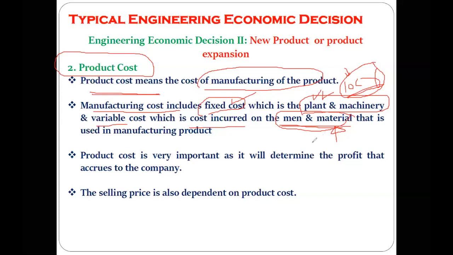And what is the effect of that, what happens if your product cost increases? Definitely the selling price will also increase. Getting the point? And if your selling price is more than the average selling price of that particular product in the market, then will demand increase or decrease? If the selling price of your product is more than the average selling price of the same product available in the market, then will the demand for your company's product increase or decrease?